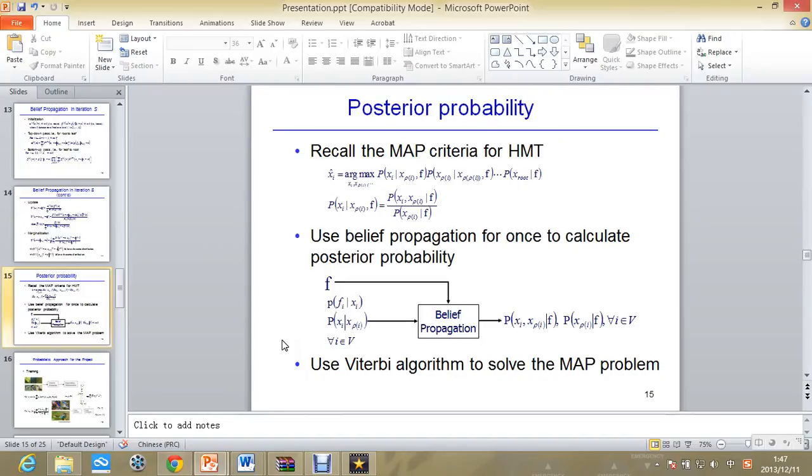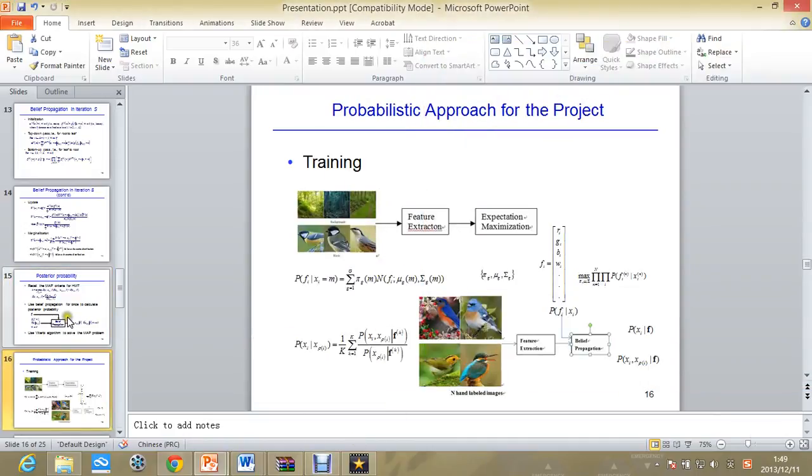And for the last parameter, posteriori probability, we just need to use belief propagation once to calculate the posteriori probability and use it with an algorithm to solve the MAP problem. The detailed formula is shown.